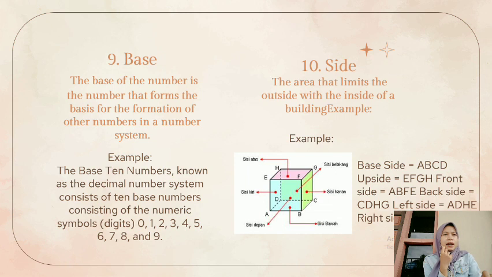And last, side. The area that limits the outside from the inside of a building. Example, back side equals A, B, C, D. Upside equals E, F, G, H. Front side equals A, B, F, E. And back side equals C, D, H, G. And left side equals A, D, H, E. And last, right side equals B, C, G, F.